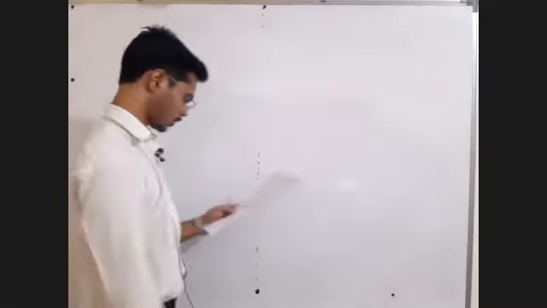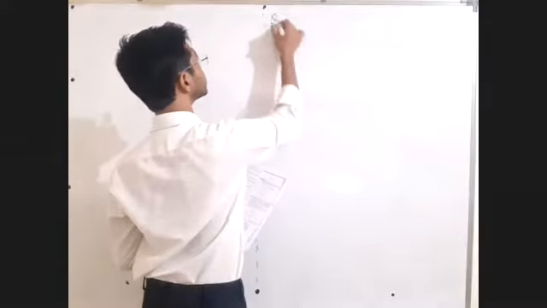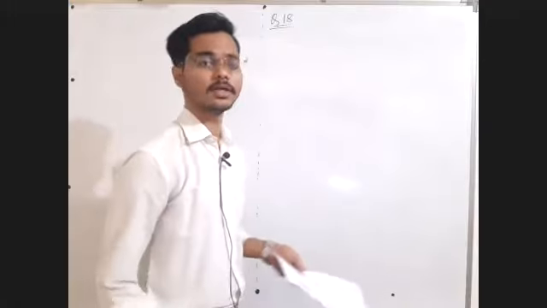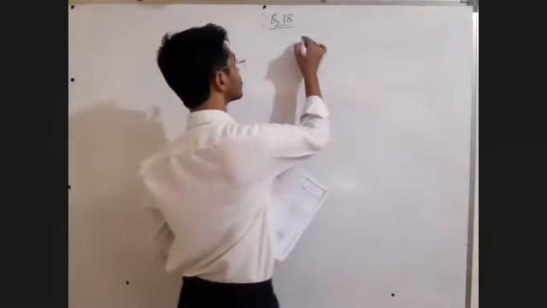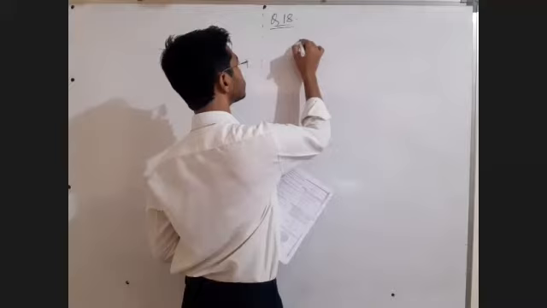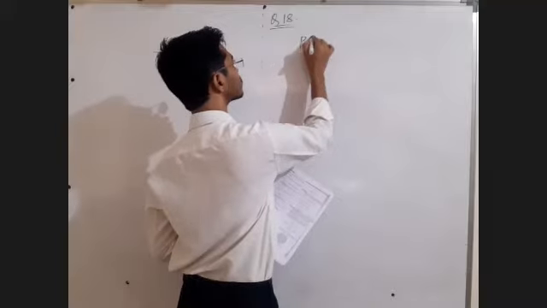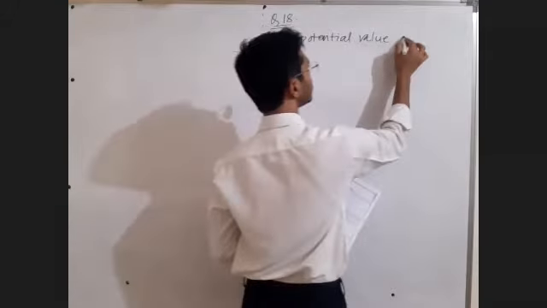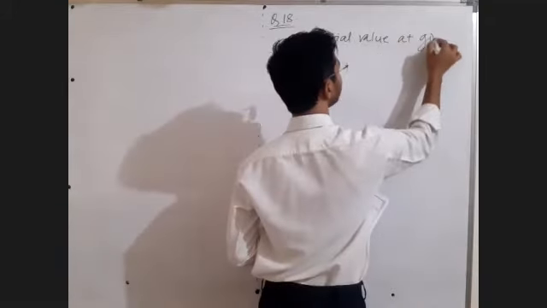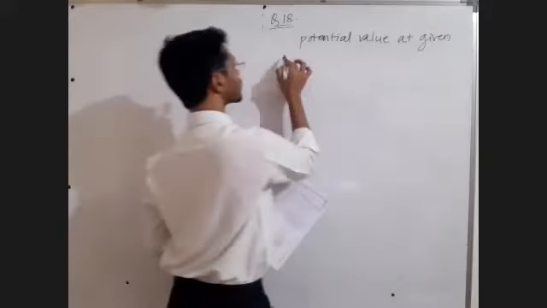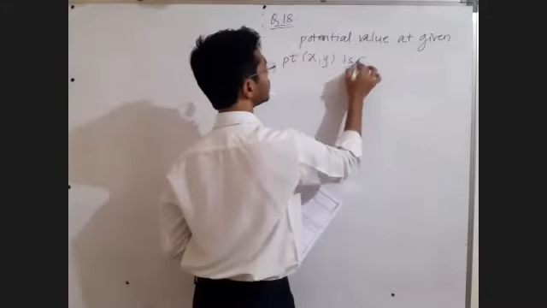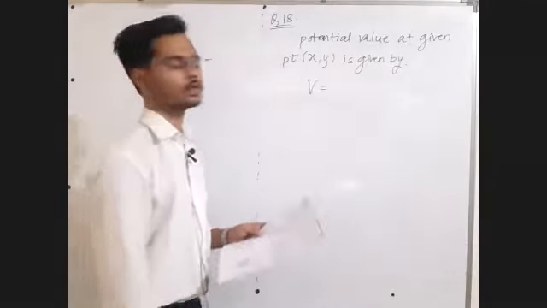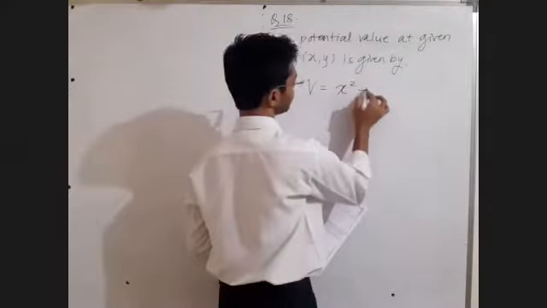Now let us solve the question. Question number 18. Some potential value is given in the two-dimensional space. Write down. Potential value at a given point, the point is x comma y, is given by V is equal to x square plus y square.